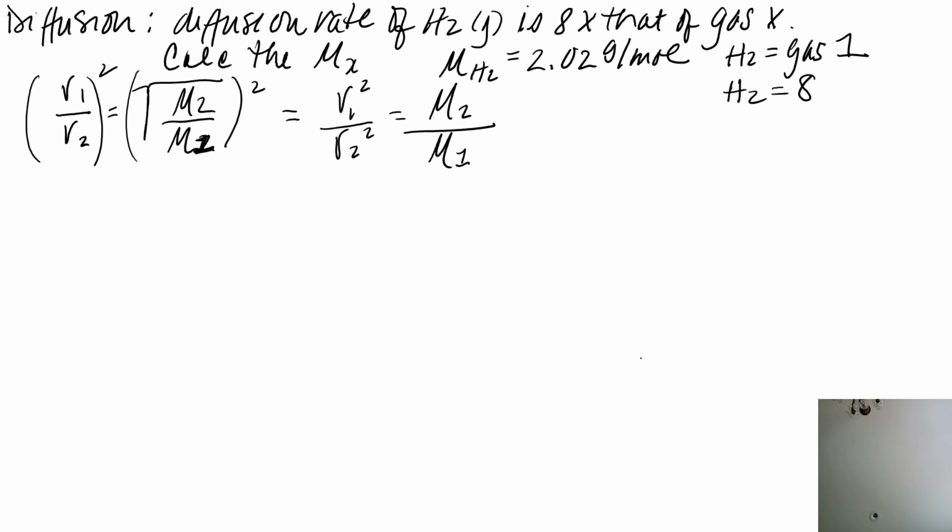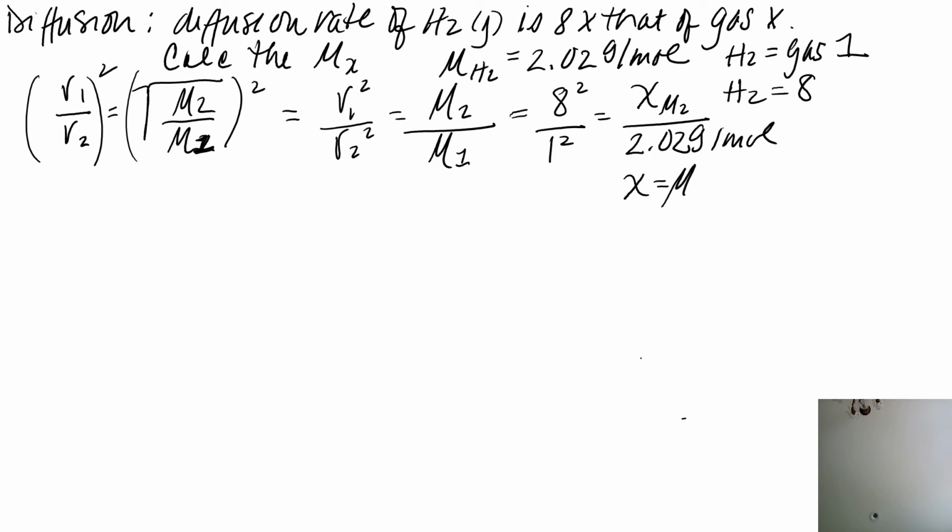So when we put our variables into our equation, we have 8 squared over 1 squared equals X, the molar mass of gas 2, over 2.02 grams per mole. Now we just rearrange and solve for X, which equals the molar mass of our second gas, and that is 129 grams per mole.